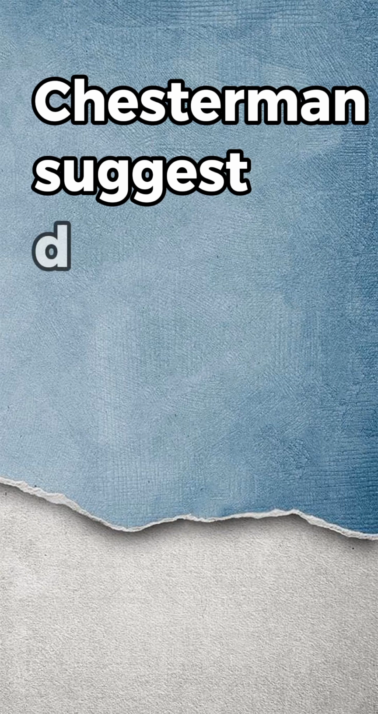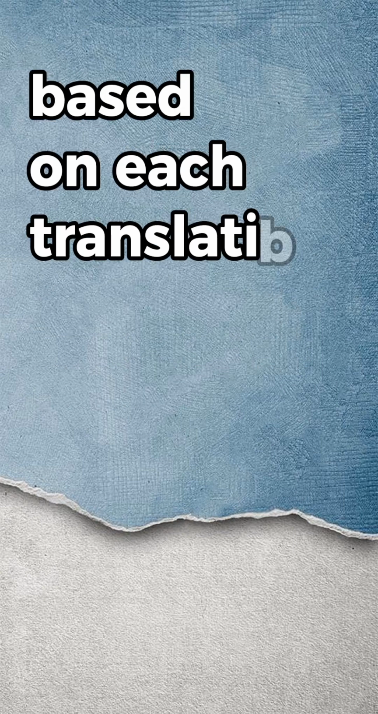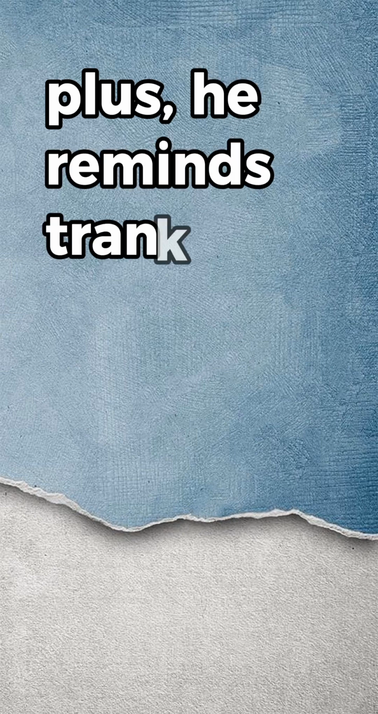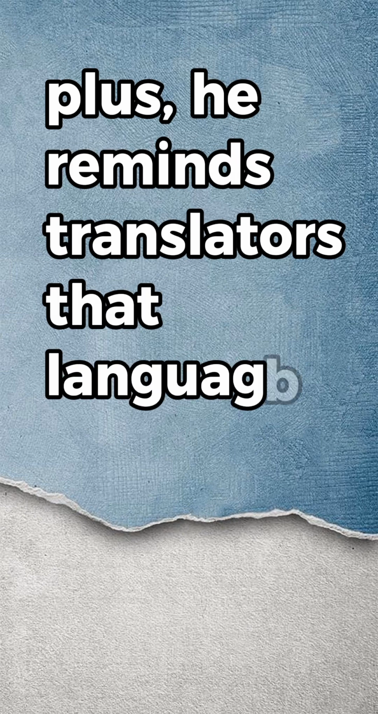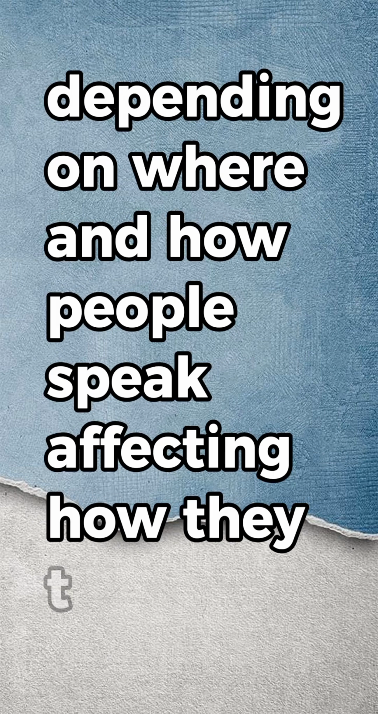Chesterman suggests using different methods based on each translation's needs, rather than sticking to one rule. Plus, he reminds translators that language rules can change depending on where and how people speak, affecting how they translate.